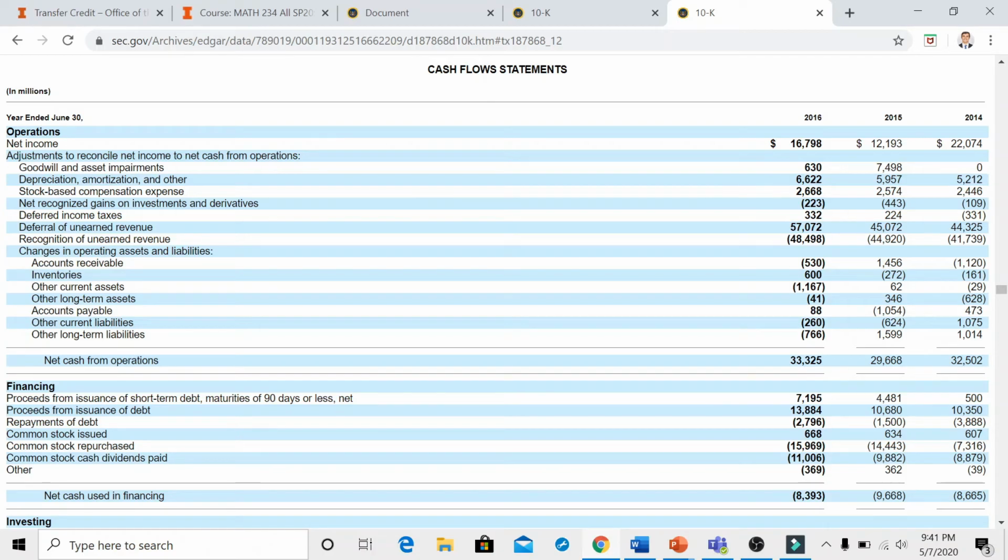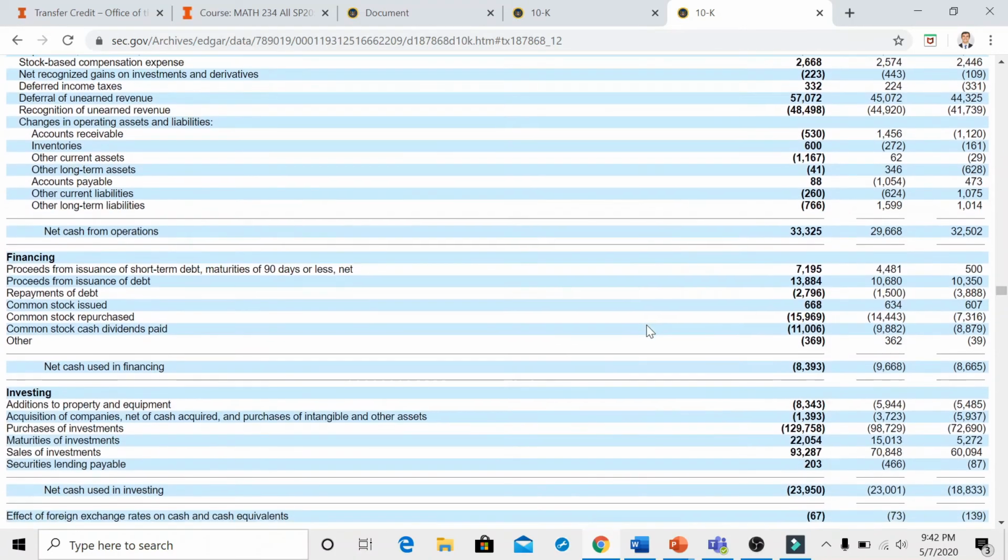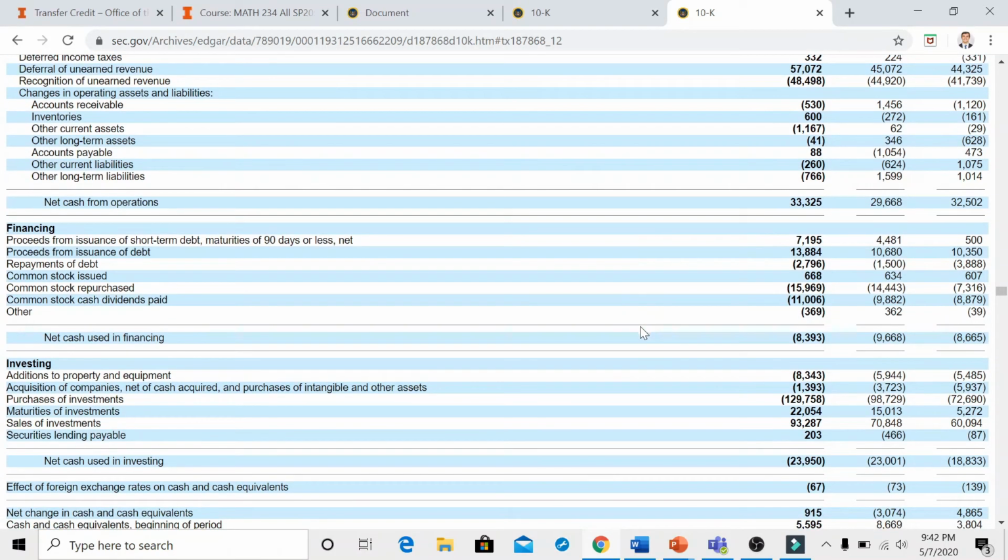Again, those are non-cash expenses. That's why they're added back, right? They're positive numbers rather than negative. We've got a negative number right here, recognition of unearned revenue, because we recognized it, but we haven't yet earned it, so it's a cash outflow, right? But really just piecing those together.